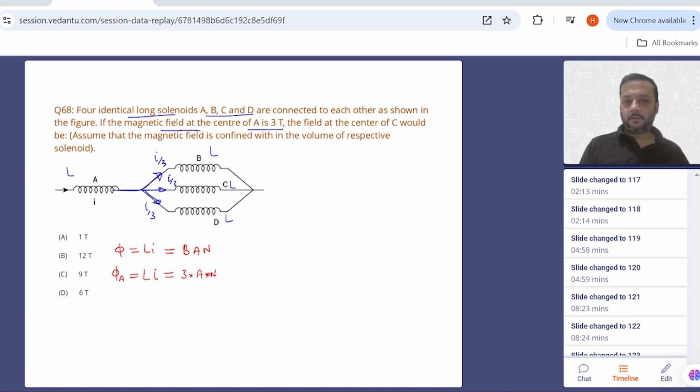Now if we talk about solenoid C, the flux in solenoid C will be inductance times the current, which is I by 3, and the same flux can be written as the magnetic field at the center of C times the cross-sectional area of C times the number of turns. If you divide equation 1 by equation 2, on the LHS you will get 3, and on the RHS A and N will get cancelled. This will be 3 upon the magnetic field in solenoid C, which means BC will be equal to 1 Tesla.